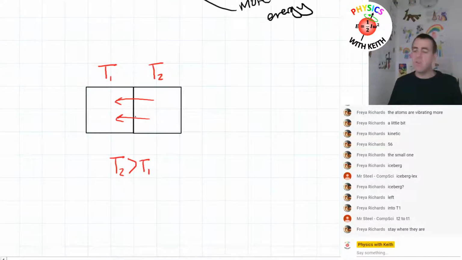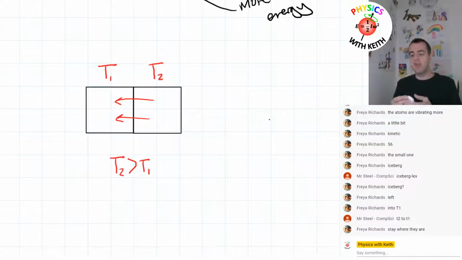So the heat's going to move this way because of the way the collisions are. There's another mechanism for transferring heat that metals can use that non-metals can't. So what do metals have that non-metals don't have that might make metals better conductors of heat than non-metals? What do metals have that non-metals don't have?